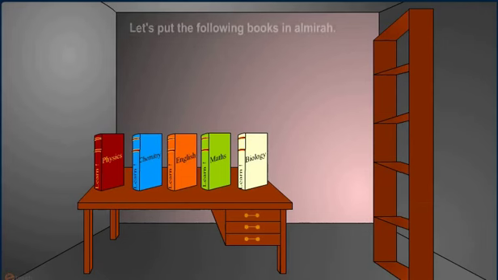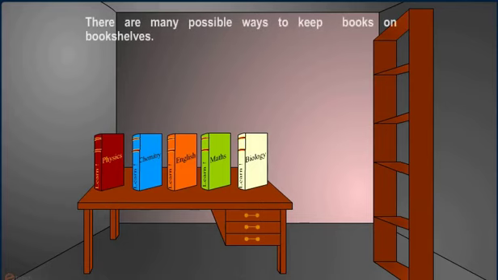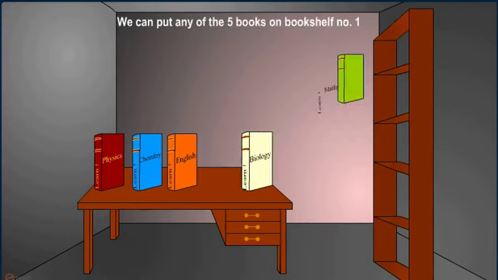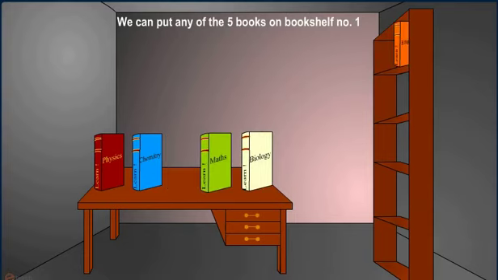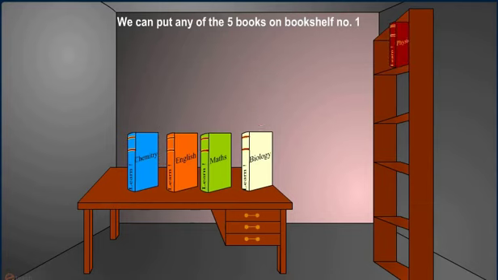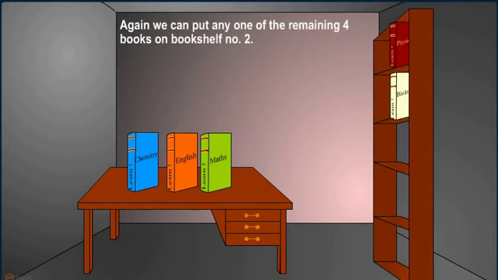Permutations. Let's put the following books in an almirah. There are many possible ways to keep the books on the bookshelf. We can put any of the 5 books on the bookshelf number 1. Now again, we can put any of the remaining 4 books on bookshelf number 2.